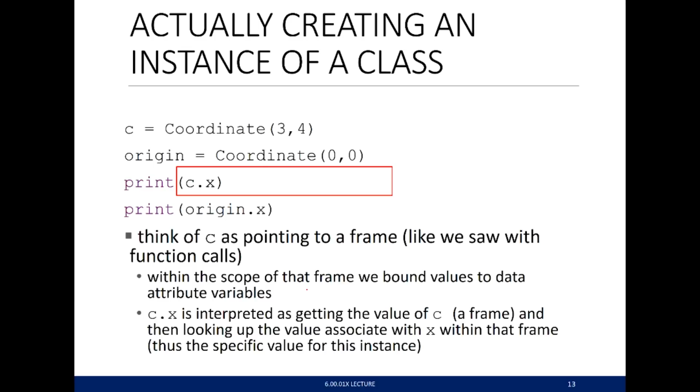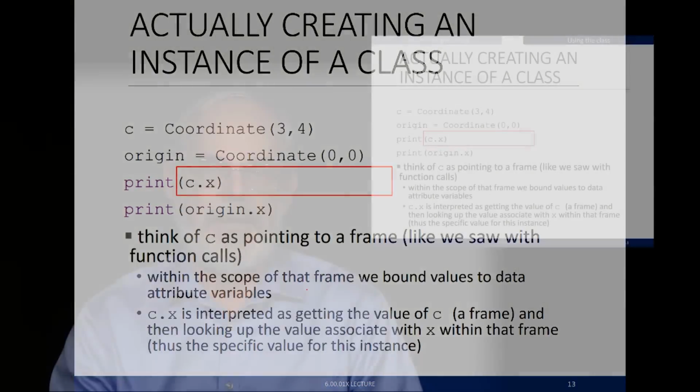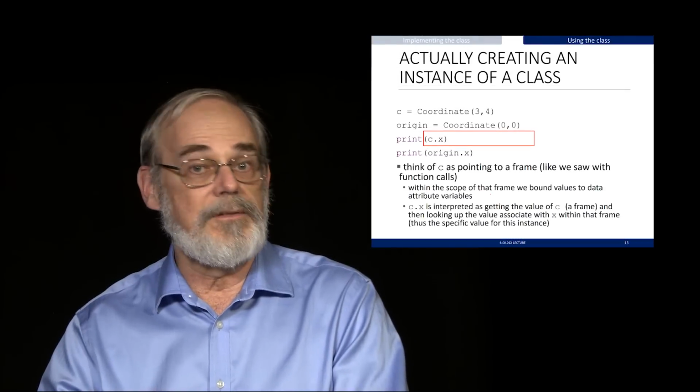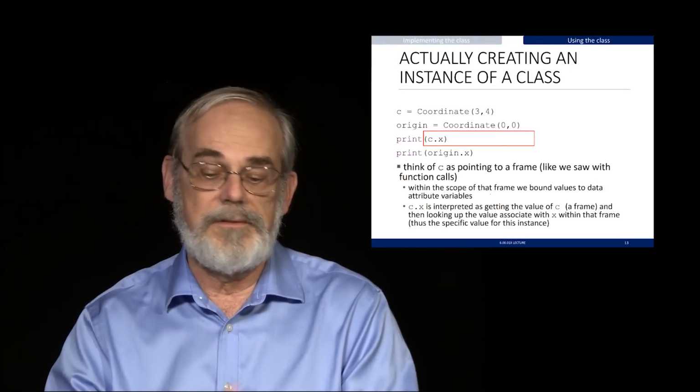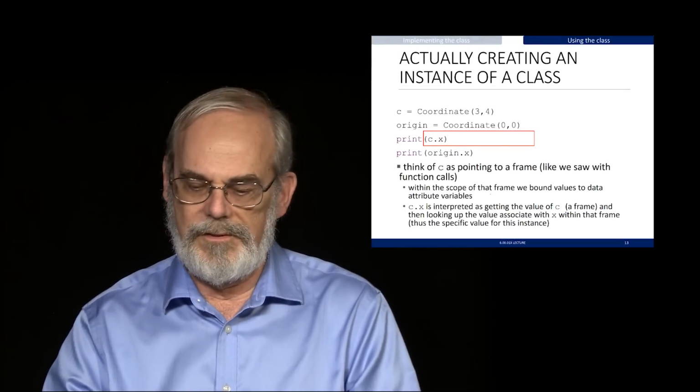So C.x says, get the value of C. That's a frame. Now I'll use the next thing to say what's the binding for x inside of that frame. And thus that's going to make it easier to understand why C.x gives me back 3 and origin.x gives me back 0. In each case they're referring to a different frame in which the variable x is bound. And just like with functions, there was no confusion about which binding to use. Same thing with different instances of the same object type.